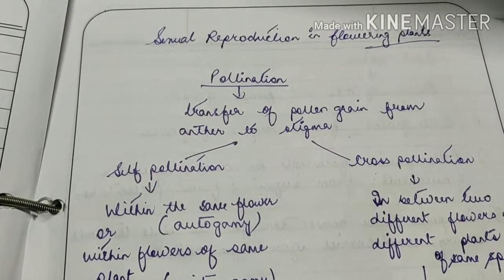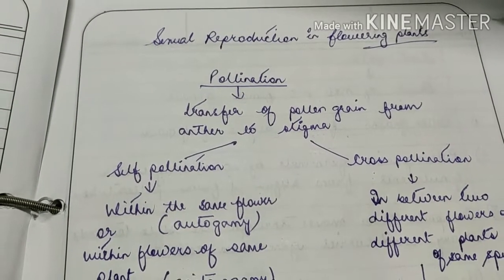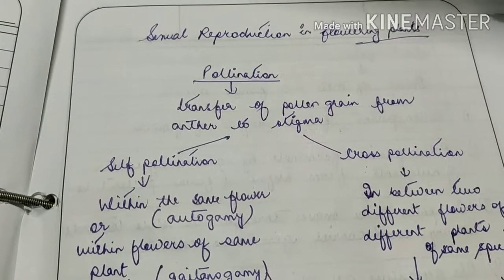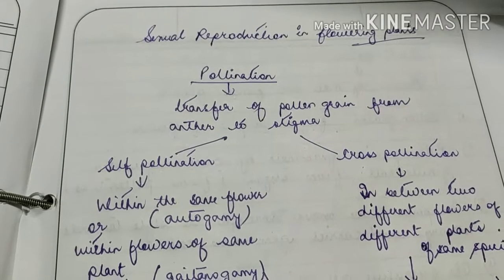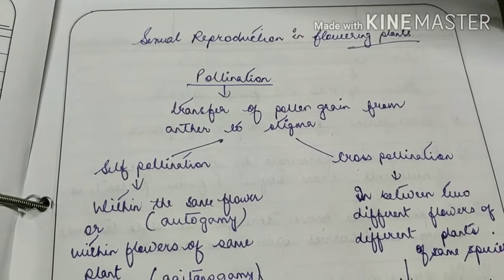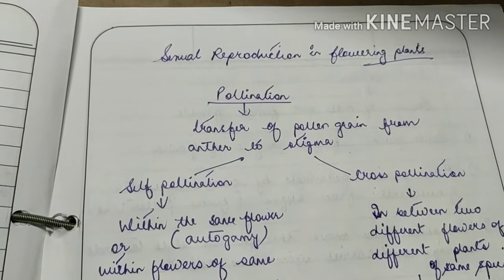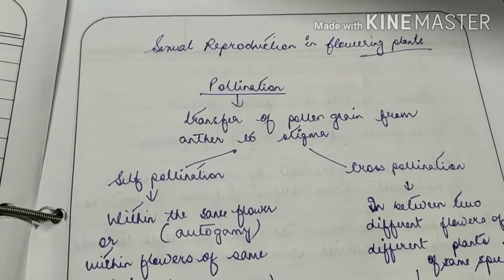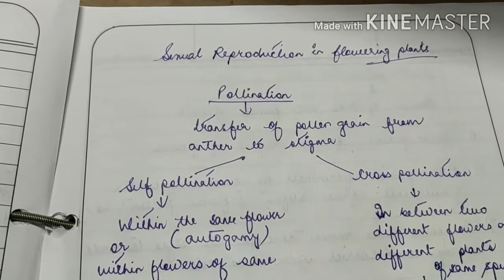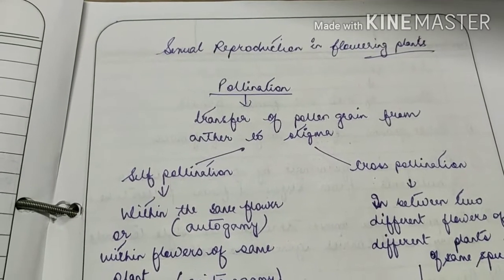The male gametes are produced only during the process of fertilization. They are present inside the pollen grains. Pollen grains carry the male gamete. Whereas the female gametes are present inside the ovary. The ovary contains ovules. Inside the ovule, the embryo sac is present, and inside the embryo sac, the egg is present. Not only the egg, but some other female cells are also present, which also take part in the process of reproduction in flowering plants.